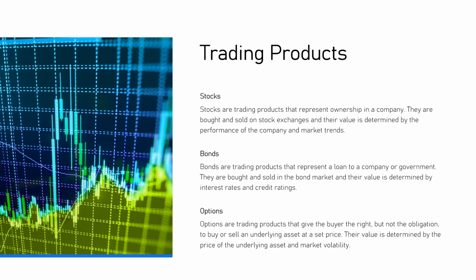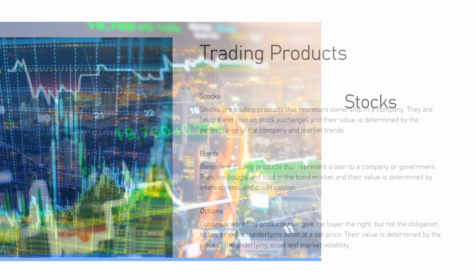They are bought and sold in the bond market, and their value is determined by interest rates and credit ratings. Options. Options are trading products that give the buyer the right, but not the obligation, to buy or sell an underlying asset at a set price. Their value is determined by the price of the underlying assets and market volatility.